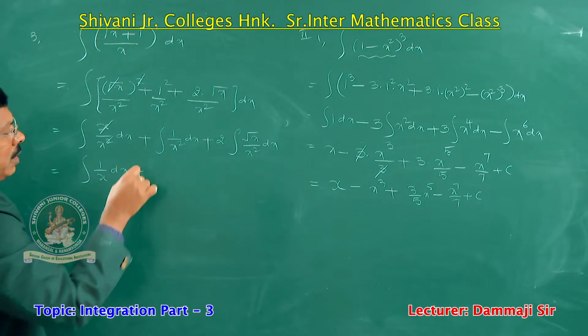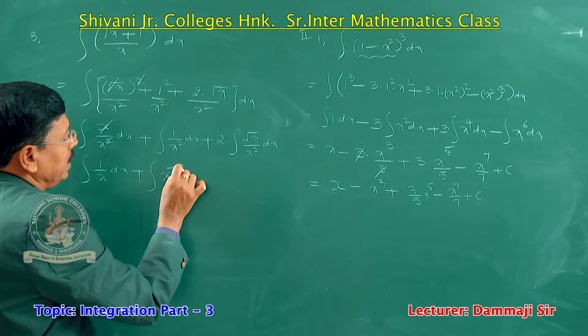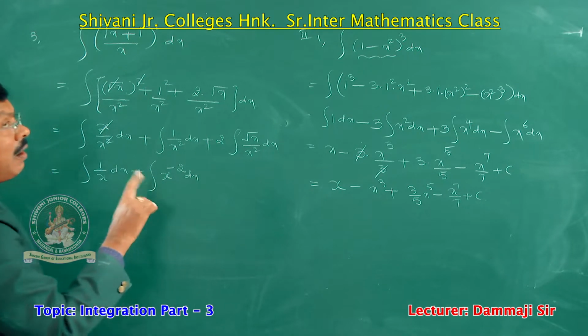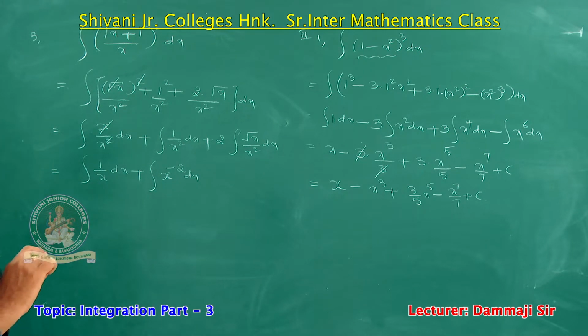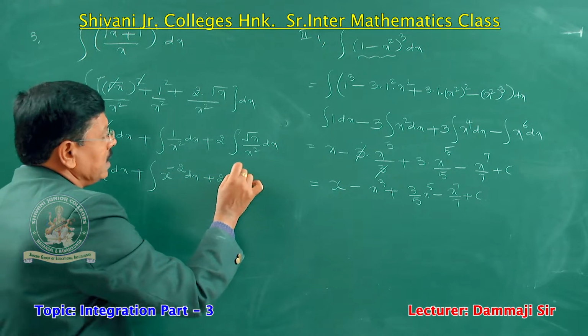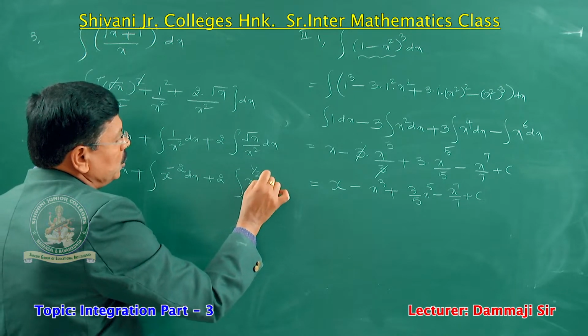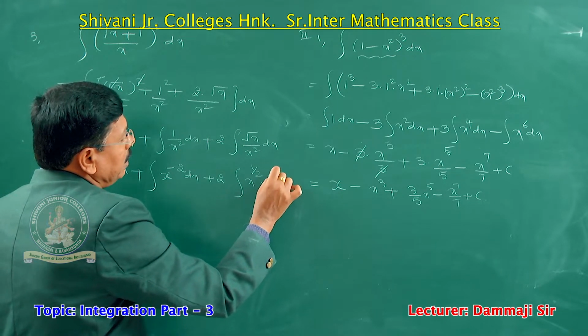Okay, fine. What about the second term? We prepare x power minus 2, right now. Why? Because the related formula is already there, x power n. Okay, fine. What about the next term? x power 1 by 2 into x power minus 2, right now.